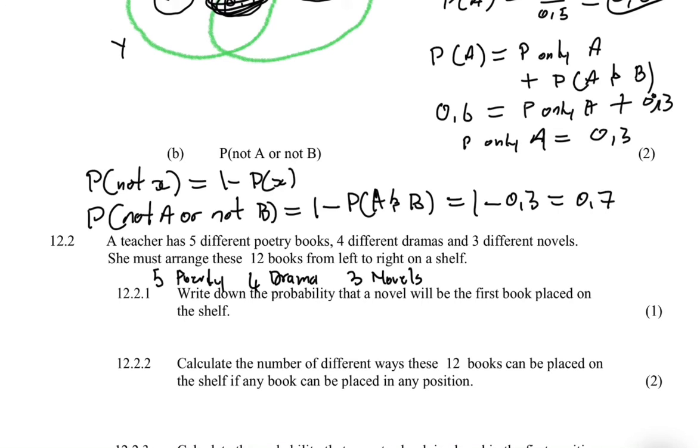12.2.1 says write down the probability that a novel will be the first book placed on the shelf. So she has these 12 books, right? She puts a blindfold on. What's the probability that she will pick a novel? She has 12 options, right? And of those 12, 3 are novels. So the probability of her picking a novel will be 3 divided by 12, right?